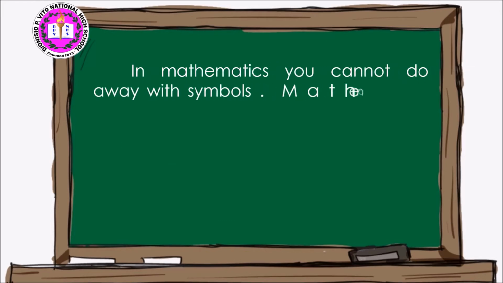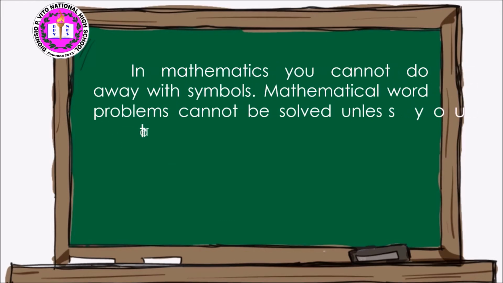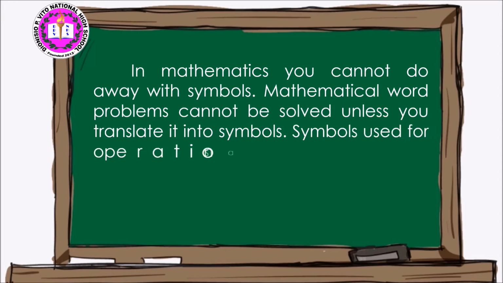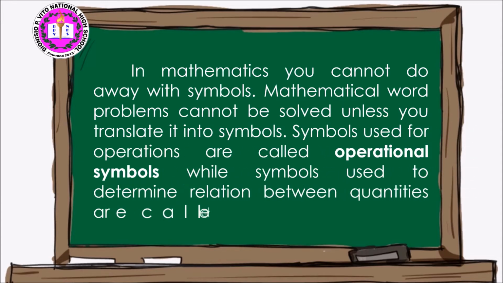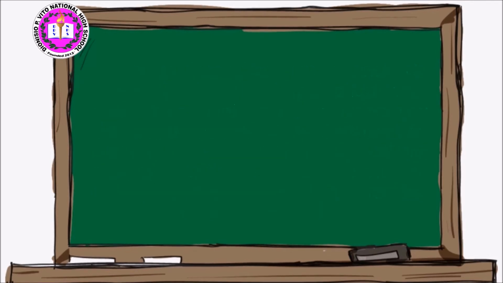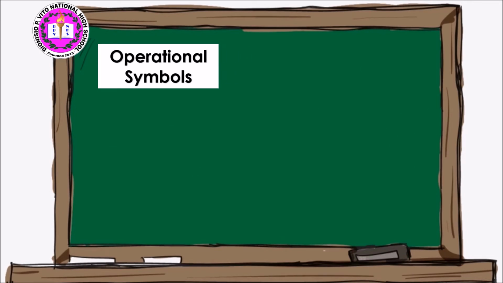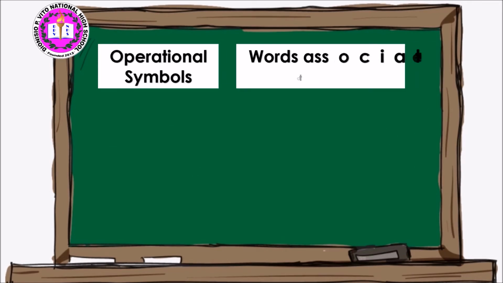In mathematics, you cannot do away with symbols. Mathematical word problems cannot be solved unless you translate them into symbols. Symbols used for operations are called operational symbols, while symbols used to determine relation between quantities are called relational symbols. Let's have these operational symbols and words associated to symbols.